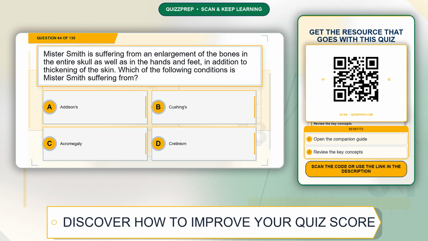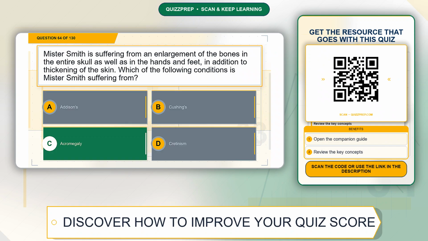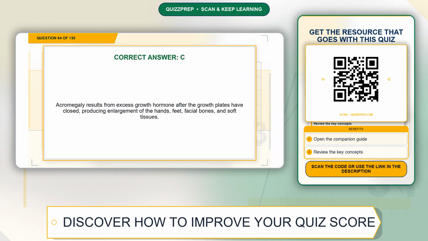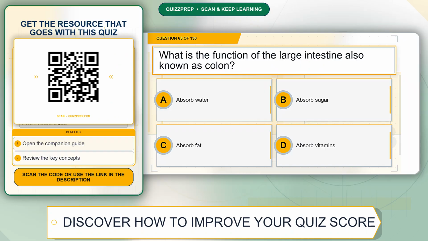Question 64. Mr. Smith is suffering from an enlargement of the bones in the entire skull as well as in the hands and feet, in addition to thickening of the skin. Which of the following conditions is Mr. Smith suffering from? Option A, Addison's. Option B, Cushing's. Option C, acromegaly. Option D, cretinism. The correct answer is option C, acromegaly. Explanation. Acromegaly results from excess growth hormone after the growth plates have closed, producing enlargement of the hands, feet, facial bones, and soft tissues.